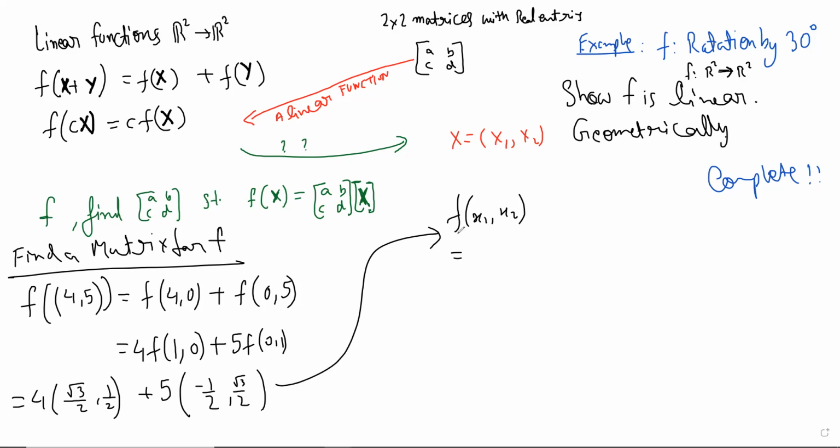Yes. So if it is this, then you will just write it as root 3 by 2 comma half. And you see, you can do this. You can do this for any linear function, right? And not anything special. Once you know the value of f of 1.